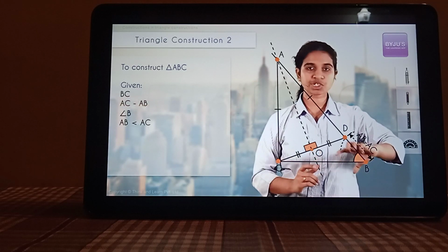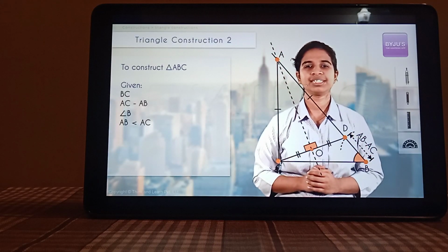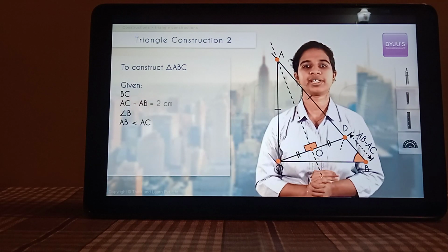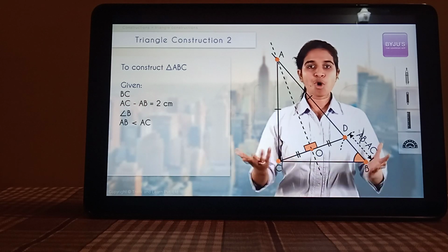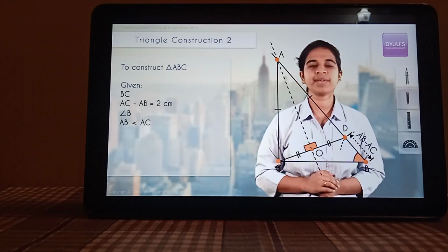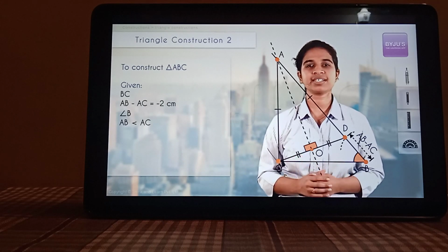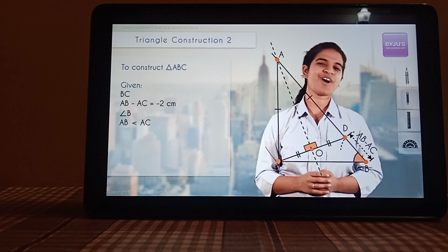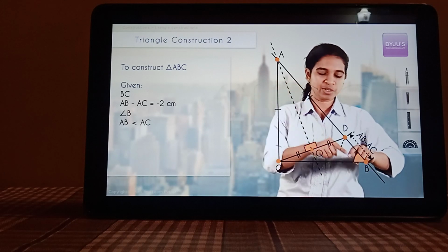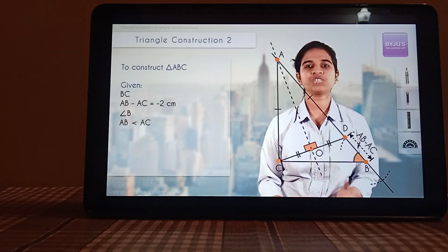What we did in the previous case was take this as BD, and BD was AB minus AC. How will you draw now? Let's say AC minus AB is given to us as 2 centimeters because AC is greater. You already know a process of construction for AB minus AC. If AC minus AB is 2, we can write it as AB minus AC is minus 2. Correct? How will you construct? What does minus 2 mean? Minus 2 means instead of taking 2 on top, you will take 2 below. Everything above the x-axis positive, everything below the x-axis negative. That's one way to think of it.